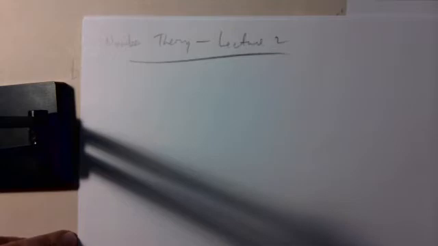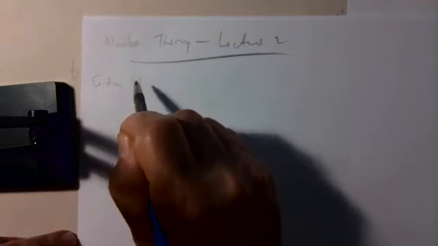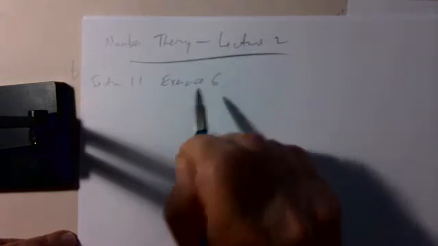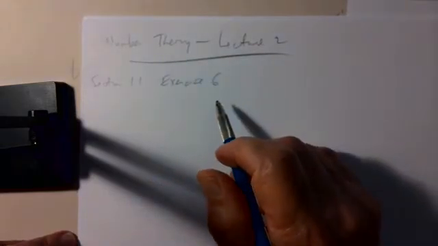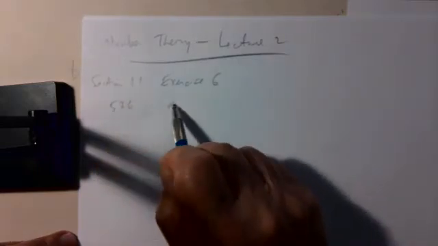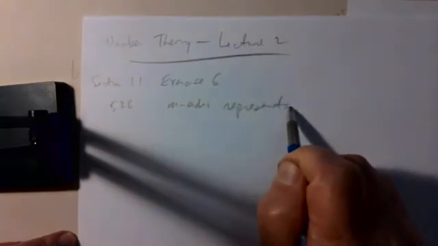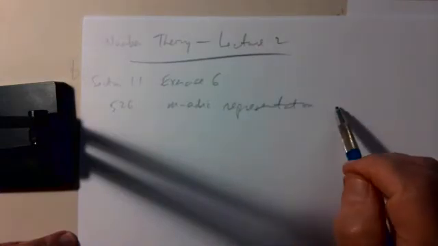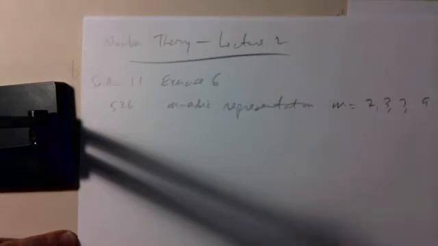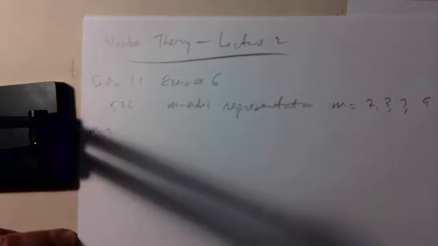So for example, in section 1.1, exercise 6, we have the number 526, and we want to find the M-adic representation for different values of M: 2, 3, 7, 9. So let's look at M equal 2, or the binary representation.